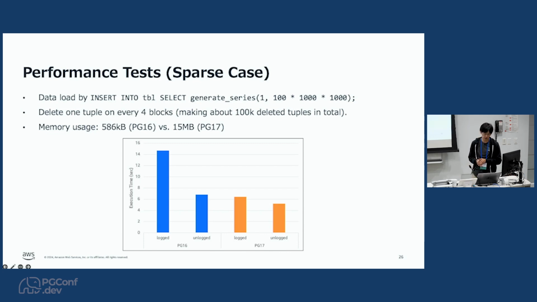But looking at the memory usage, because the tuples are sparse, PG17 used more memory. In Postgres 16, it used almost 600 kilobytes, whereas in 17, it used 16 megabytes.